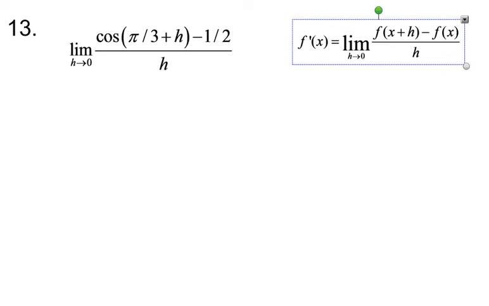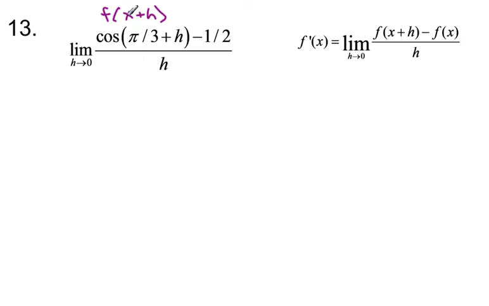And so if I recognize that, then I'm saying, okay, what I have here is f of x plus h. And I realize that x in this case is pi over 3. So let's go a step farther. This isn't just f of x plus h. This is f of pi over 3 plus h. Minus this is f of pi over 3.